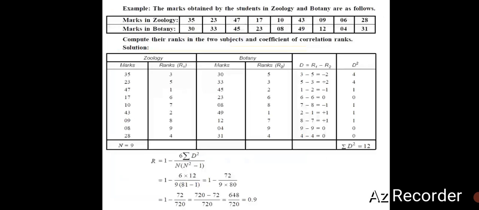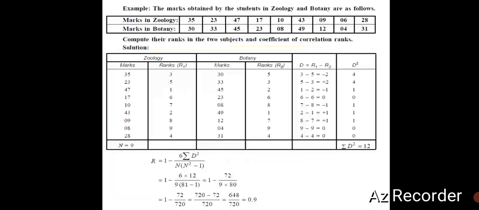Now first of all, we will make a table, put the marks of zoology in the table, and arrange them. We will assign ranks to these marks. The highest is 47, so we will rank it first. 35 gets rank 3, and so on, right? Same for botany, we will assign ranks to the numbers, and then we find the difference between the ranks of zoology and botany in the same row.